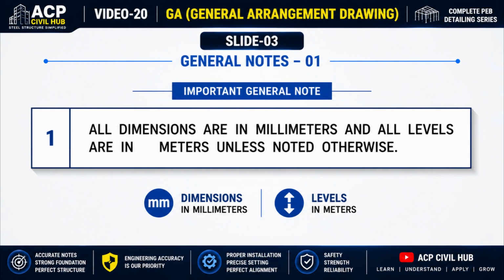Let's understand General Note number 1. This note states that all dimensions shown in the drawing are in millimeters, while all levels or elevations are given in meters, unless specifically mentioned otherwise. For example, if a beam length is written as 6,000, it means 6,000 millimeters, which is equal to 6 meters. Similarly, if a finished floor level is shown as plus 5.250, it represents 5.250 meters, not millimeters.